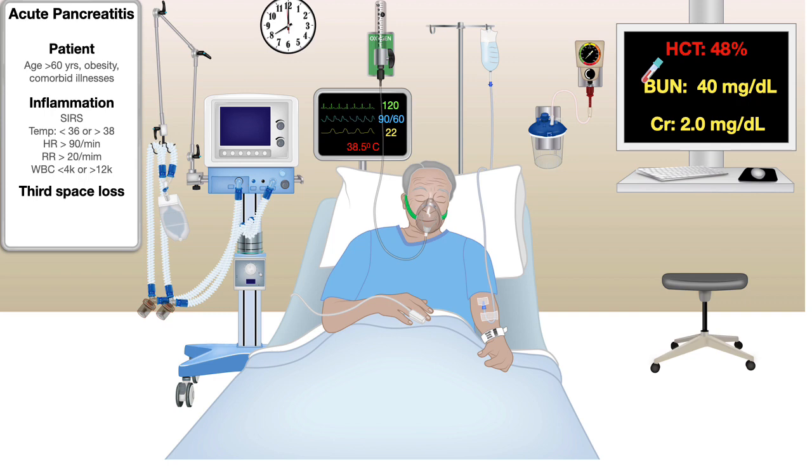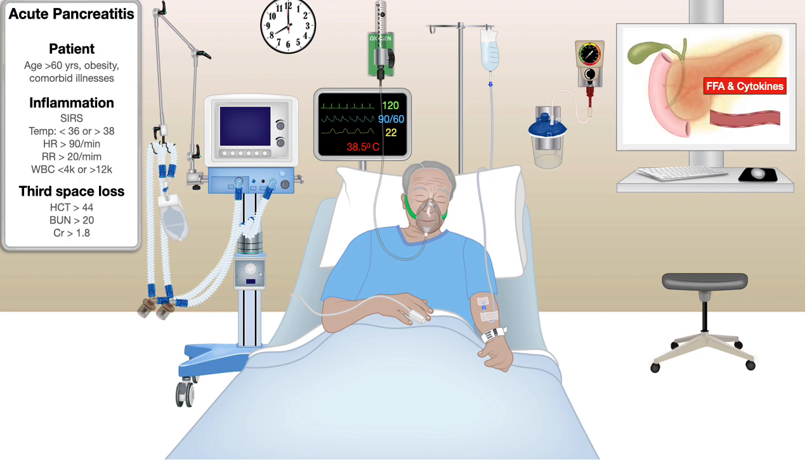And because of loss of fluid in relation to other components of the blood, there is hemoconcentration. So a hematocrit of above 44, a BUN of above 20, and a creatinine above 1.8 milligrams per deciliter. All these features indicate that there was severe third space fluid loss. And we've learned that this is because of the adverse effect of the cytokines and free fatty acids on the blood vessels, making them leaky.